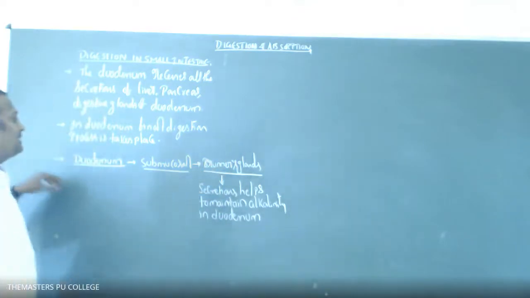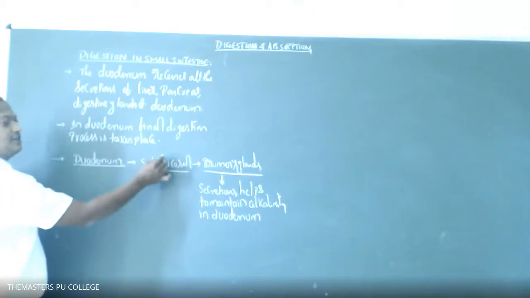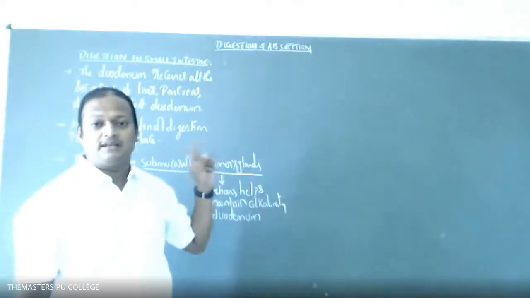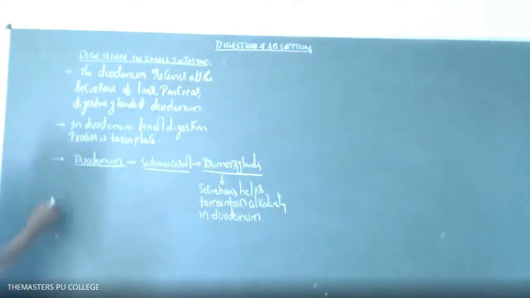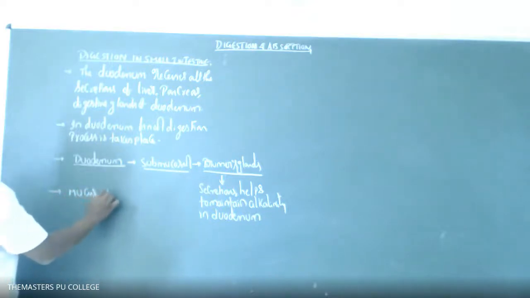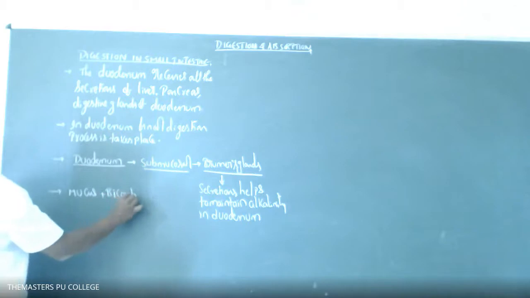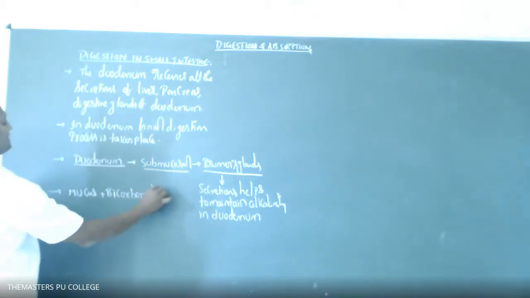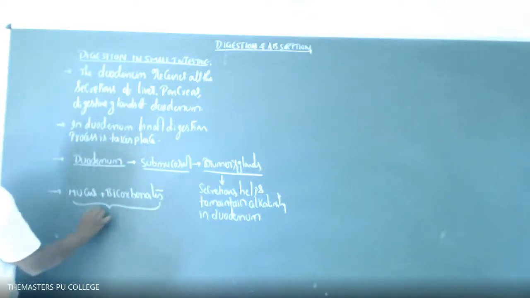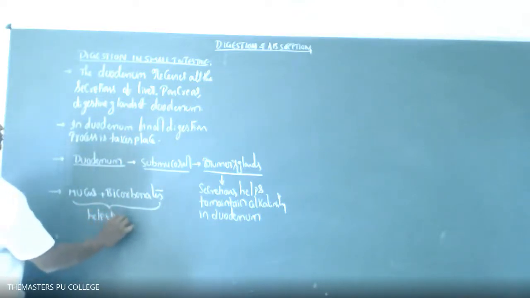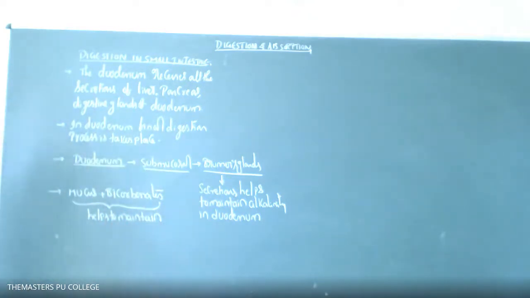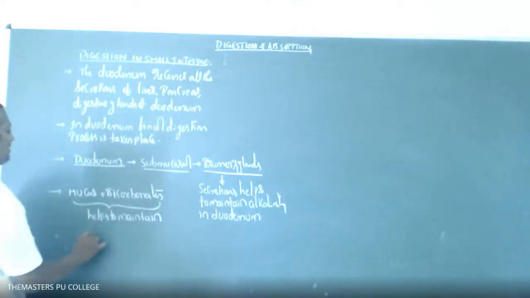Where are the Brunner's glands present, in which layer of duodenum, students? That is most important. Which layer of duodenum? Submucosal. That point is most important. Okay, students. And along with that, mucus plus bicarbonates also, both help to maintain alkalinity in duodenum.